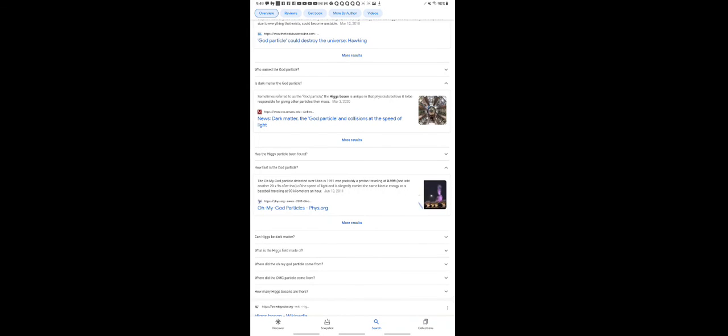How fast is the God particle? The Oh-My-God particle, detected over Utah in 1991, was probably a proton traveling at 0.999 and add another 20 nines after that, of the speed of light, and it allegedly carried the same kinetic energy as a baseball traveling at 90 kilometers an hour.